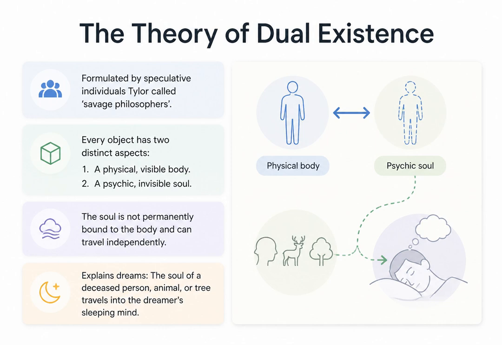They argued that every object has two distinct aspects, a physical, visible body that you can touch, and a psychic, invisible soul. Crucially, the soul is not permanently bound to the body. It can leave and travel independently. This perfectly explained dreams. When you see a dead relative in your sleep, their physical body may be gone, but their soul has traveled into your sleeping mind to visit you.